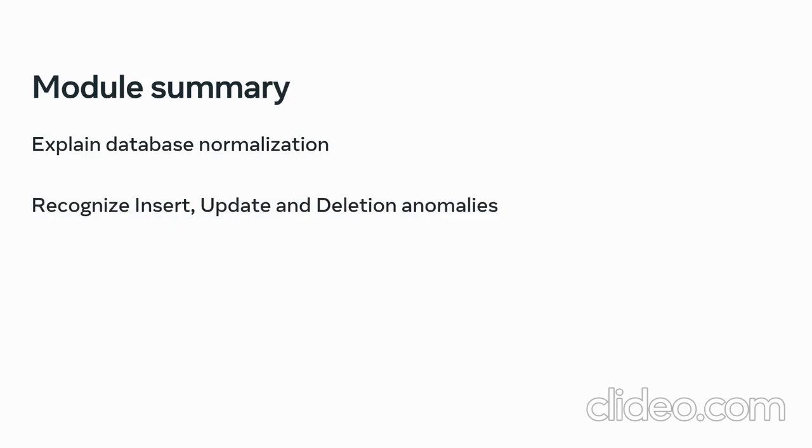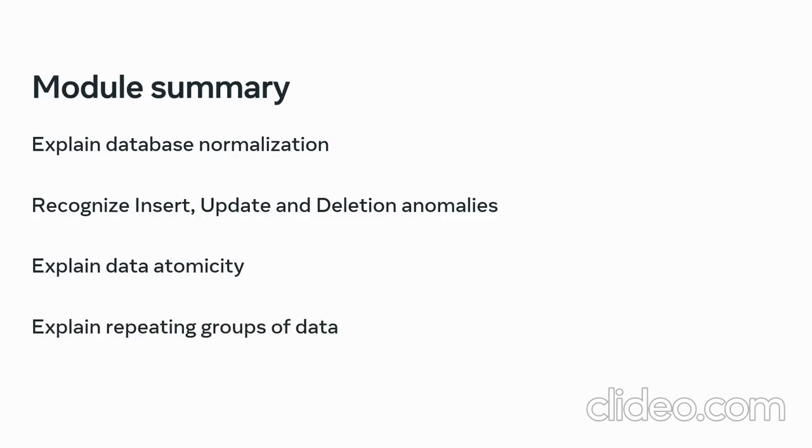The last lesson covered database normalization. Normalization is the process of converting a large table into multiple tables to reduce data redundancy. You should now be able to explain database normalization, recognize insert, update, and deletion anomalies, explain the atomicity concept, and describe the repeating groups of data problem. And you should now know how to design a database in first, second, and third normal form, and explain the concepts of functional, partial, and transitive dependency.